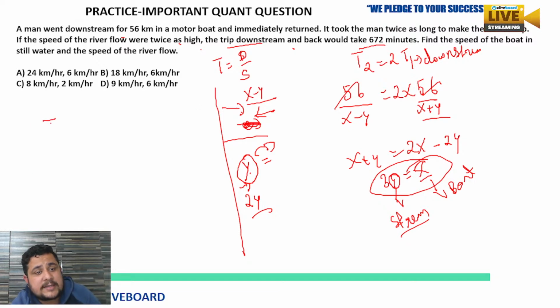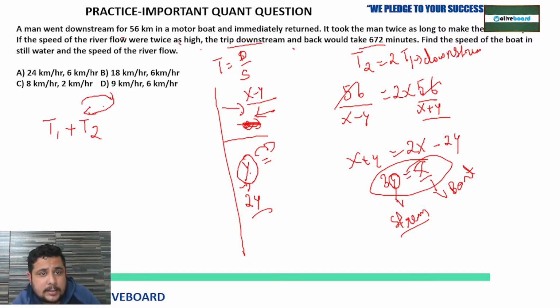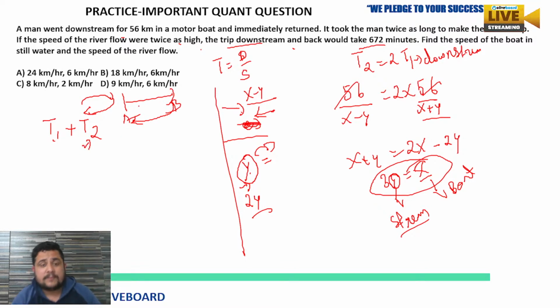Okay, so we can say T1 plus T2, when they are moving downstream and coming back, right? Then they are coming back, like that you have to think. They are going and they are coming. So T1 is when they started from point A to B, then they are coming back from B to A. So that is T2. So time will be different when they move downstream, and time will be different when they move upstream.